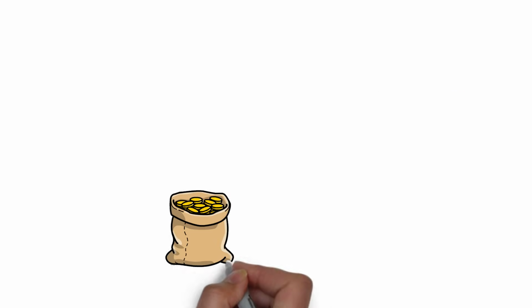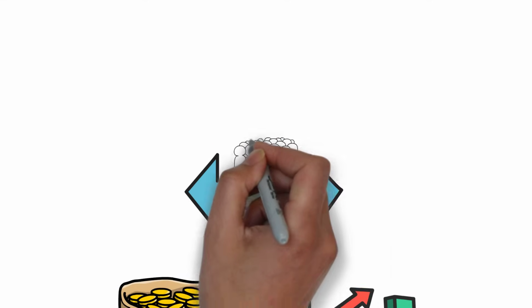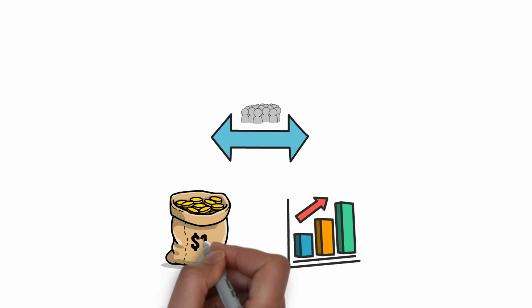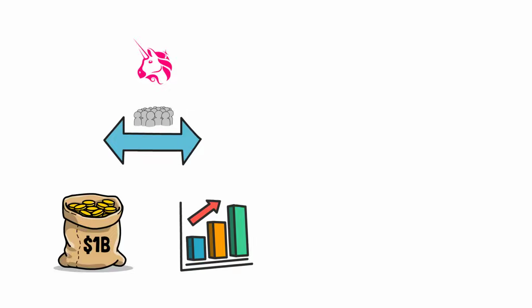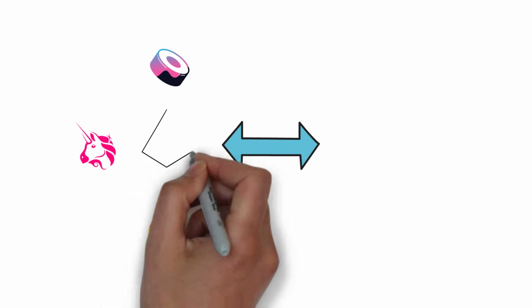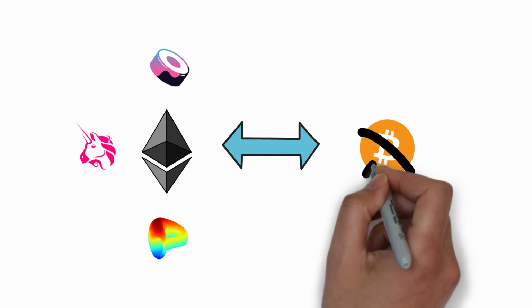With billions of dollars in trading volume, decentralized exchanges have been gaining more and more traction. It's not uncommon to see over $1 billion in daily trading volume on Uniswap alone. Although protocols like Uniswap, Sushiswap, or Curve are great when it comes to exchanging assets within the Ethereum ecosystem, they don't support swaps between different blockchains.